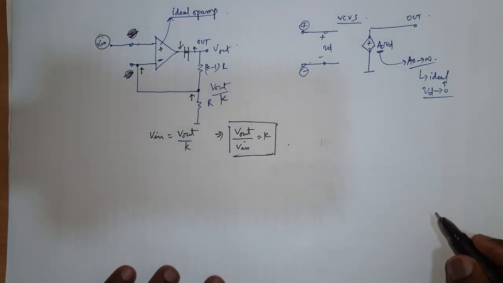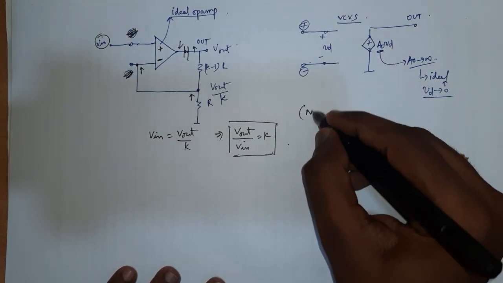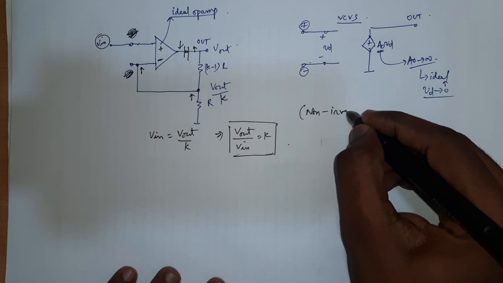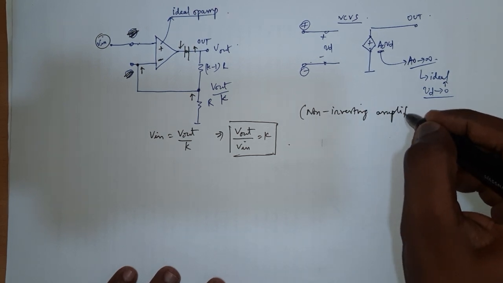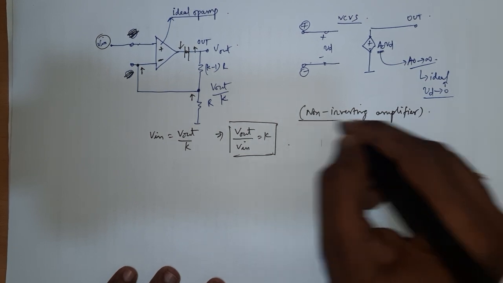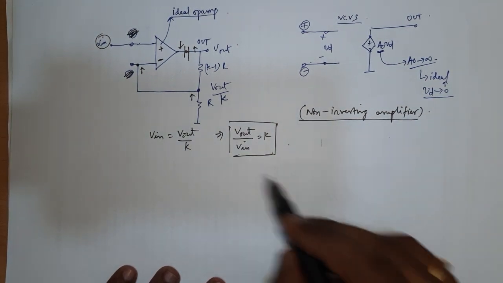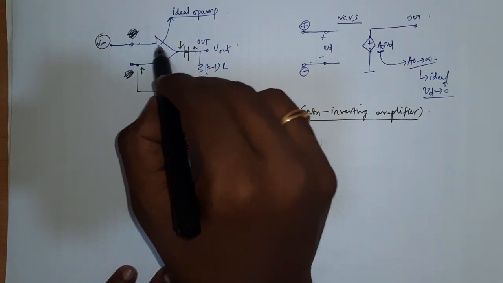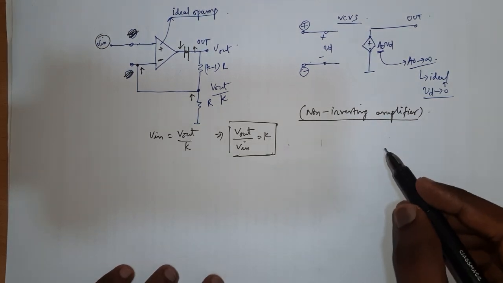This kind of circuit is called a non-inverting amplifier, which is a voltage controlled voltage source using an op-amp. Essentially your input is given to the positive terminal, which will not invert the output, or there won't be any kind of inversion at the output. That's what it means, and it's a non-inverting amplifier.